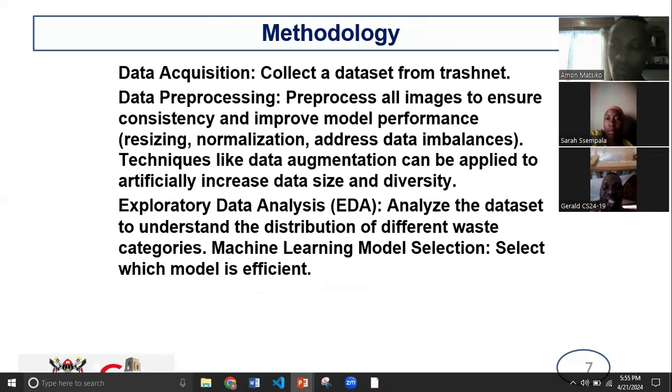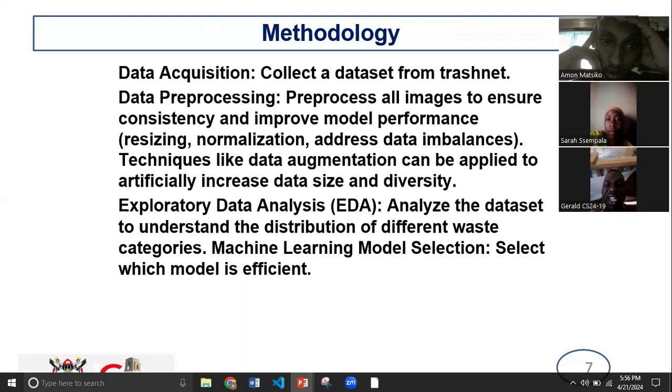So our methodology: we had data acquisition. We had to get data sets from TrashNet. We had data preprocessing of all images to ensure all images are consistent and improve model performance, like resizing, normalization, and addressing data imbalances. We used techniques like data augmentation to artificially increase data size and diversity.